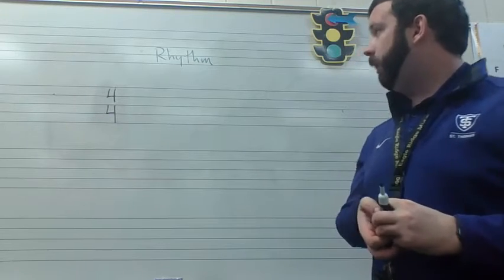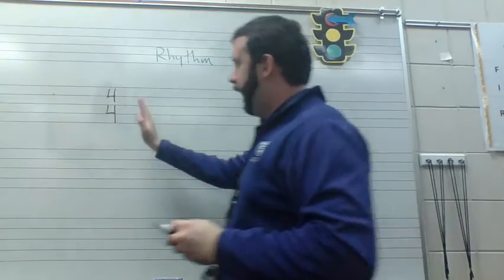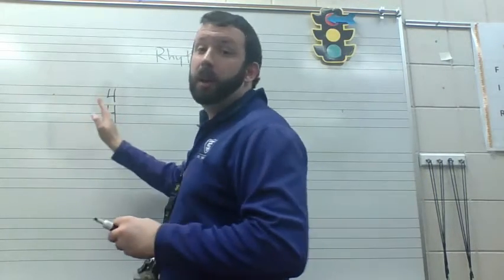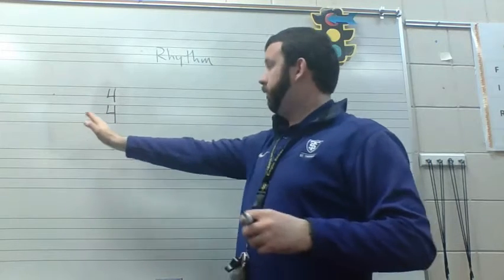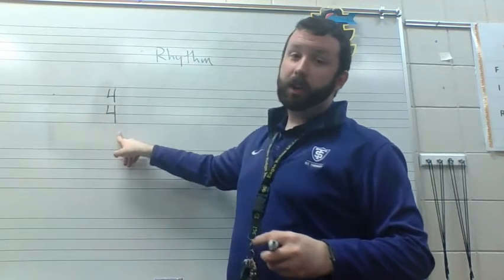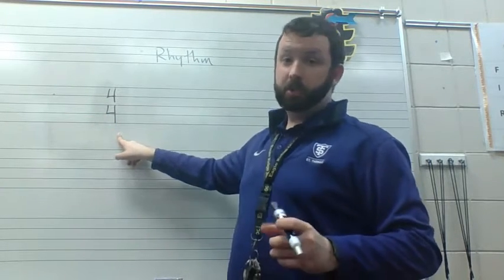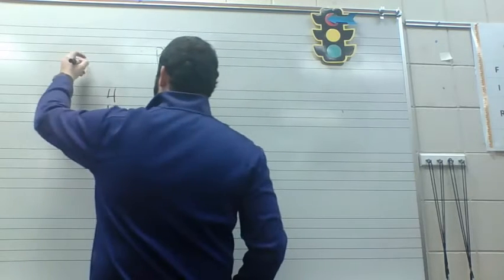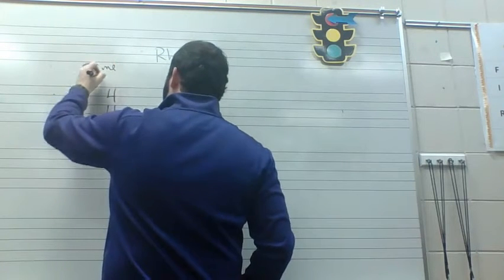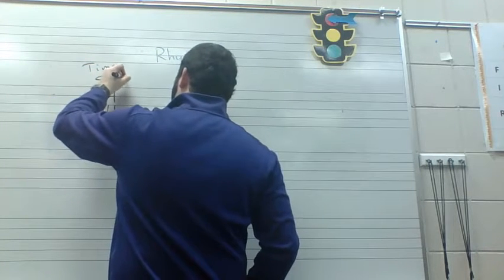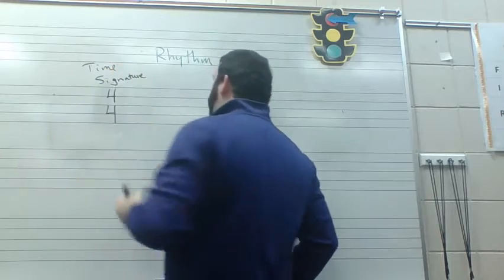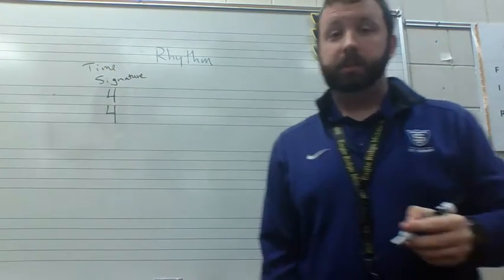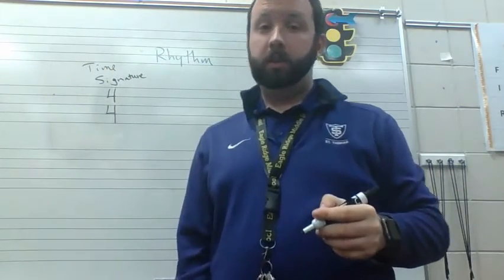Okay, so it all starts at the beginning of the staff. You'll have a clef, which we'll talk about when we get to notes in the next video. But right here we have what's called a time signature. A time signature tells us how many counts are in a measure.